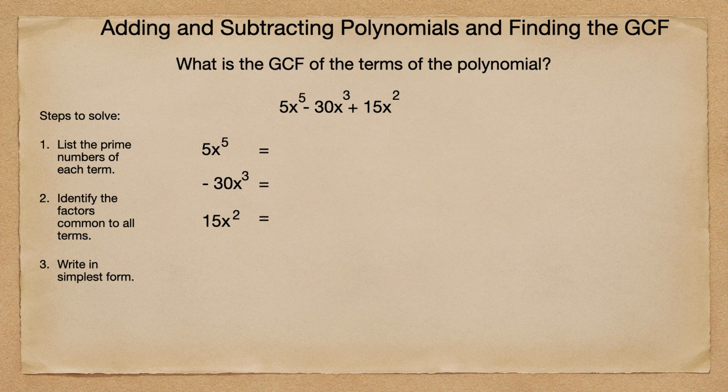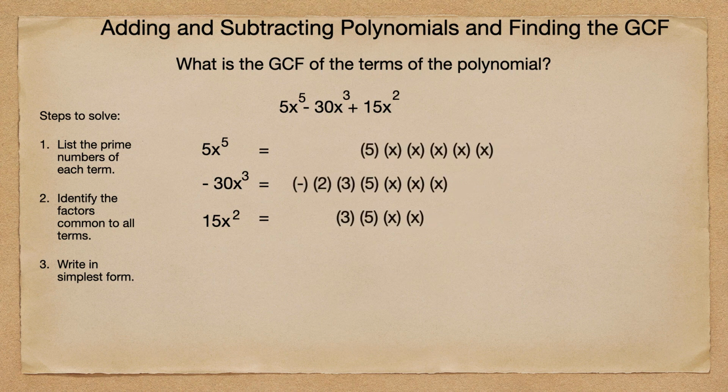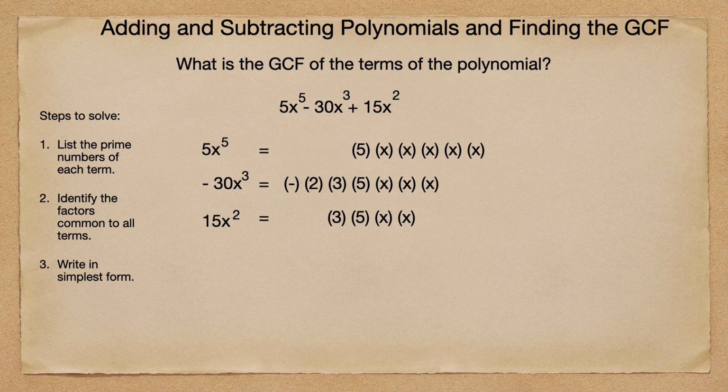The 5 is going to be a prime number, so it's going to stay as itself, but I'm going to get 5 x's behind it. The negative 30x cubed, the negative separates off, and we're left with 2 times 3 times 5, with 3 x's being multiplied. And the 15 breaks down into 3 and 5 being multiplied, and 2 x's being multiplied.